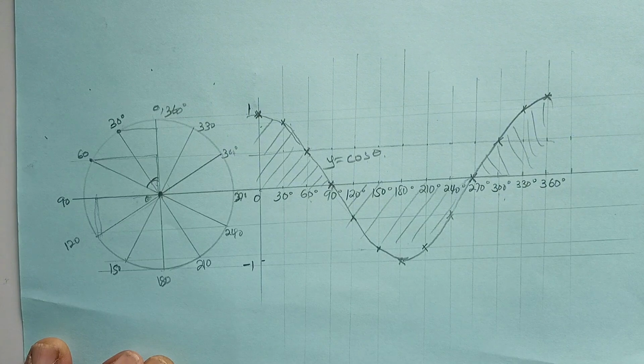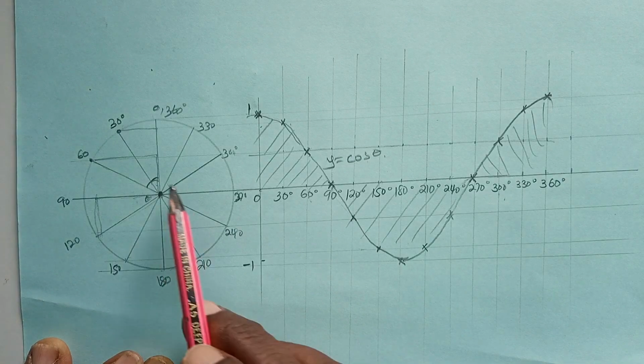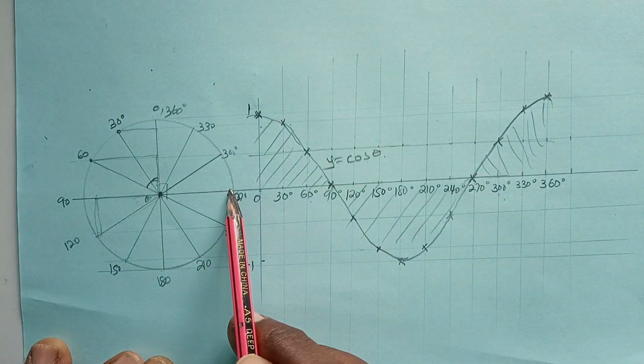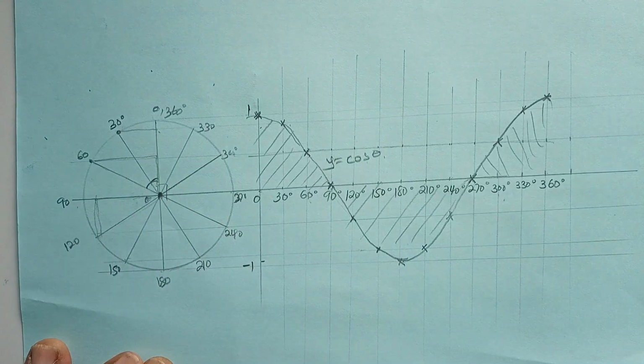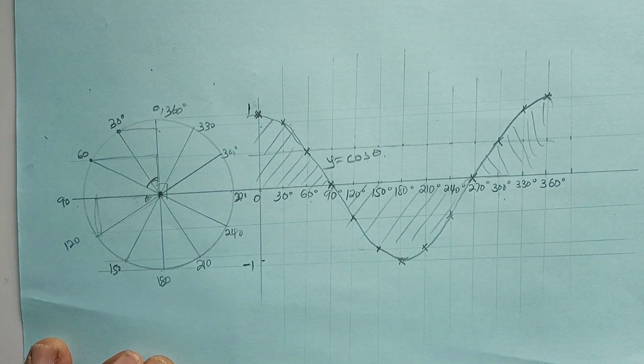And which part of the circle is it lying? Is it in the first quadrant, 0 to 90? Is it in the second quadrant, 90 to 180? Is it in the third quadrant, fourth quadrant, such like? So that is how we generate the cosine wave, which is equally important in science, engineering, and maths.